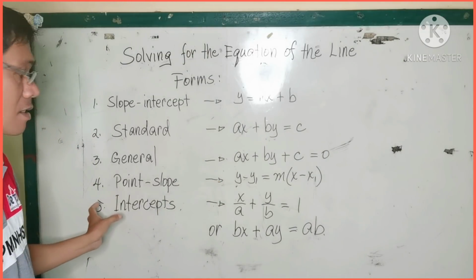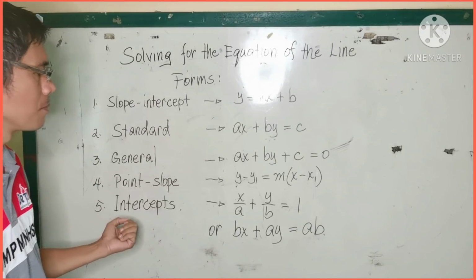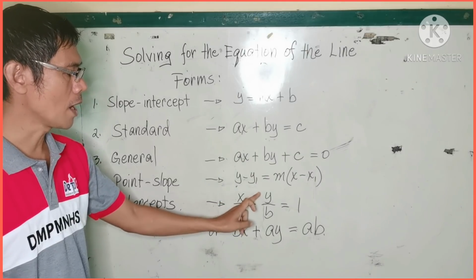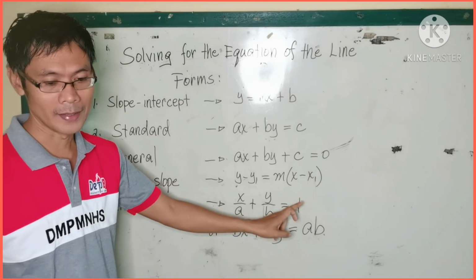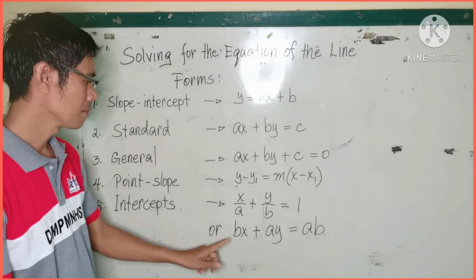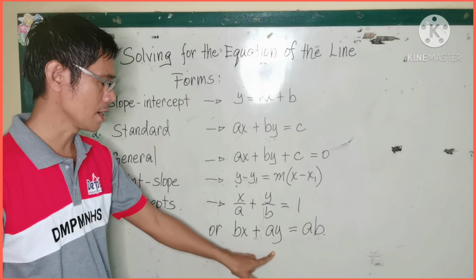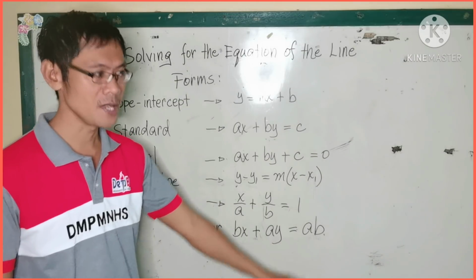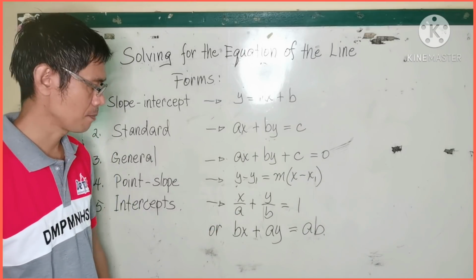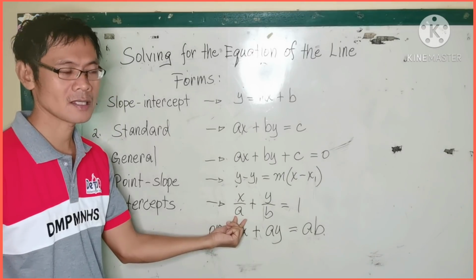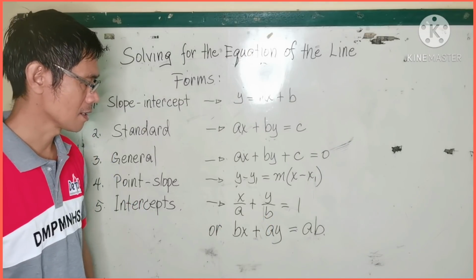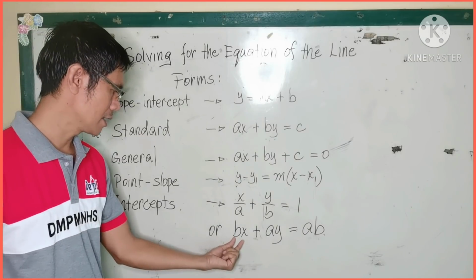Then we also have the intercepts form, or the intercept form. Here you are given x over a plus y over b equals 1. This form can also be simplified as bx plus ay equals ab. Here a and b are the intercepts: a is the x-intercept and b is the y-intercept.